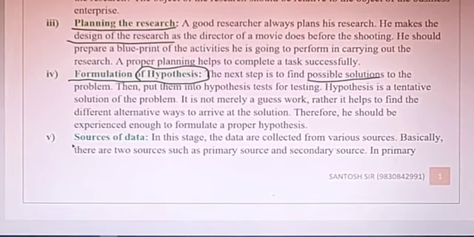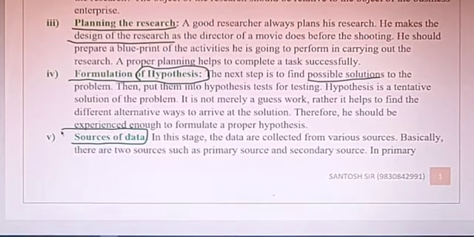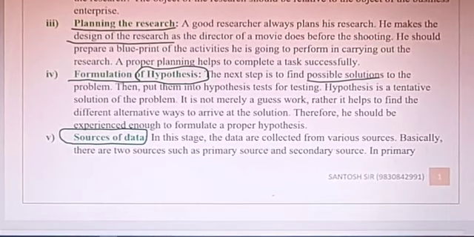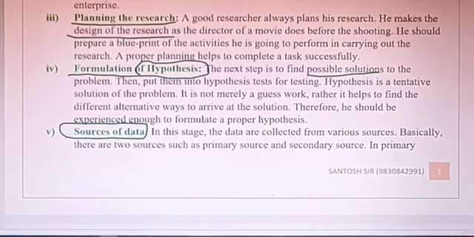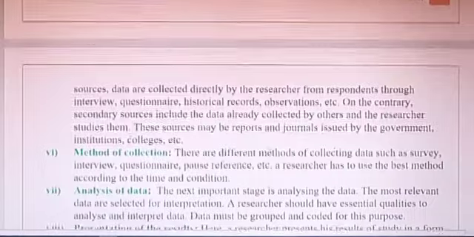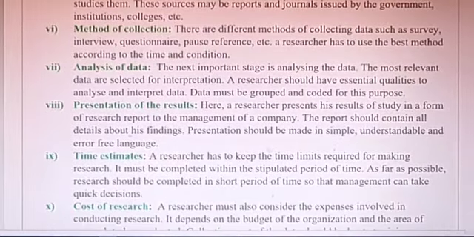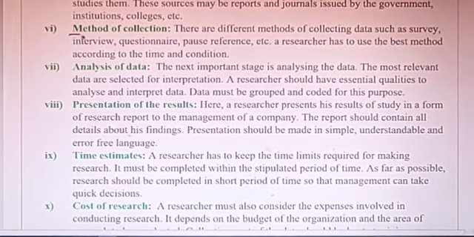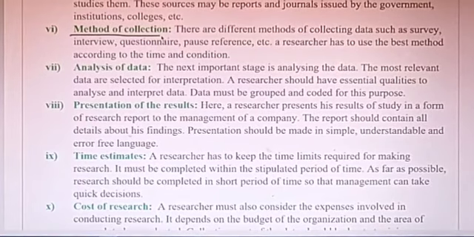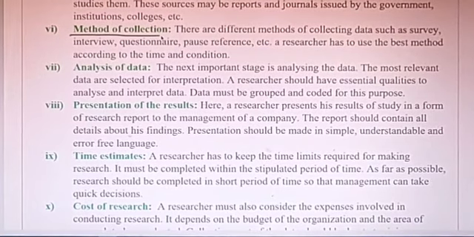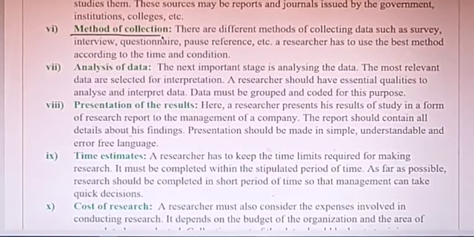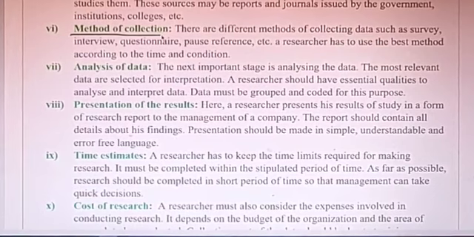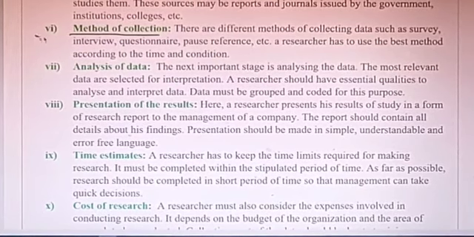Then comes the sources of data. How he will collect the data, from what sources he is going to collect, whether from primary sources or secondary sources. The next component is method of collection. How he is going to collect this data. If he is collecting from primary sources, there are different methods of primary sources, so which method he should use. So like that you can write a lot of things in this particular point.